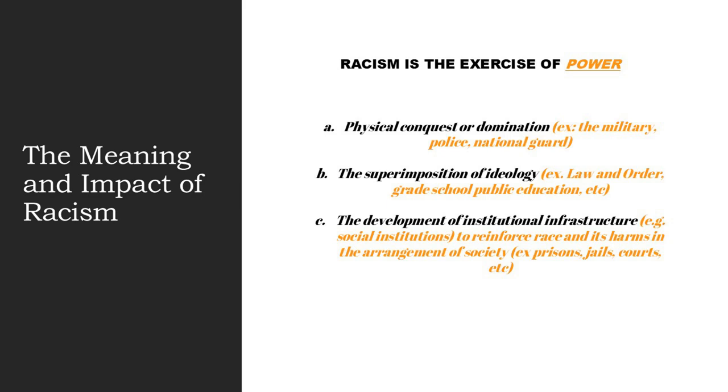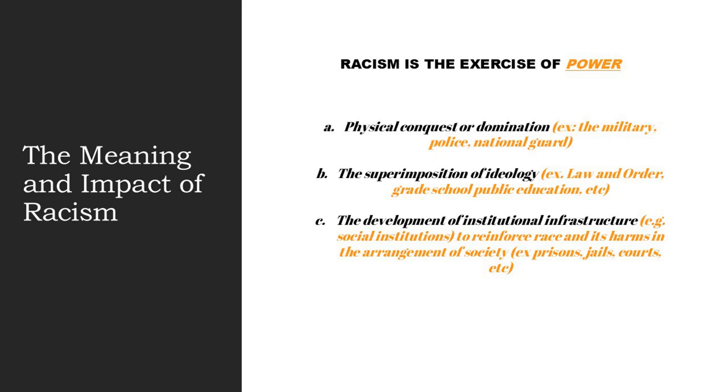And again, that's not to say that prejudice is not harmful, but we're talking about very specific sociological terms that have a very specific meaning. Now, if we know that racism is the exercise of power, what then is power? It is physical conquest or domination. It is the superimposition of ideology. It is the development of institutional infrastructure. Let's take each one of these in turn very quickly.